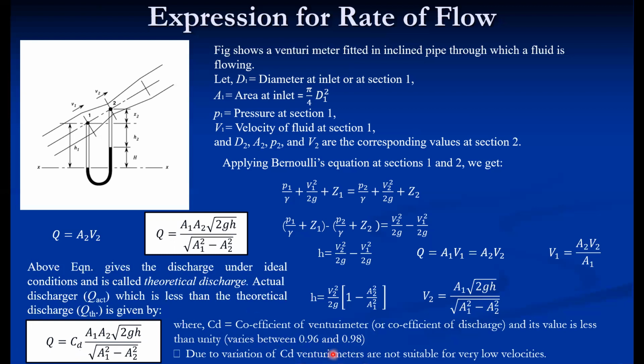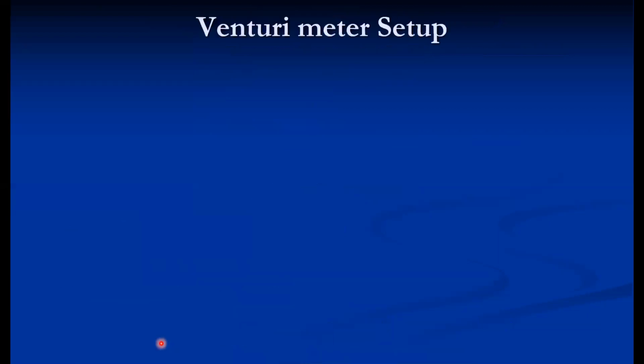Its value generally lies between 0.96 to 0.98, and due to the variation of CD of venturimeters, venturimeters are generally not suitable for measuring very low discharges. So in today's experiment, we have to calibrate this venturimeter, meaning we have to calculate the CD value, and we have to use this expression for it.